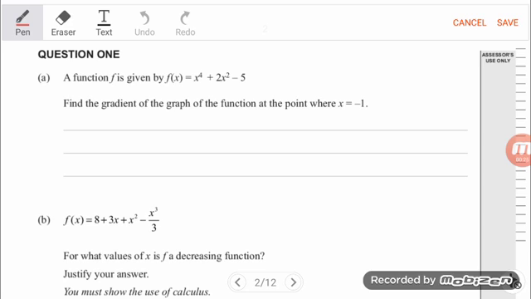Okay, so first section, question 1. A function f is given by f of x is equal to x to the power of 4 plus 2x squared minus 5. Find the gradient of the graph of the function at the point where x is equal to -1.